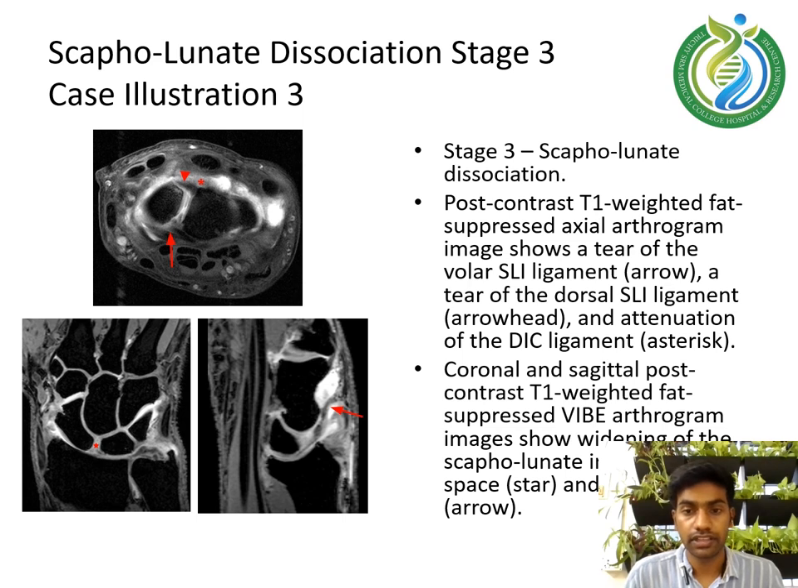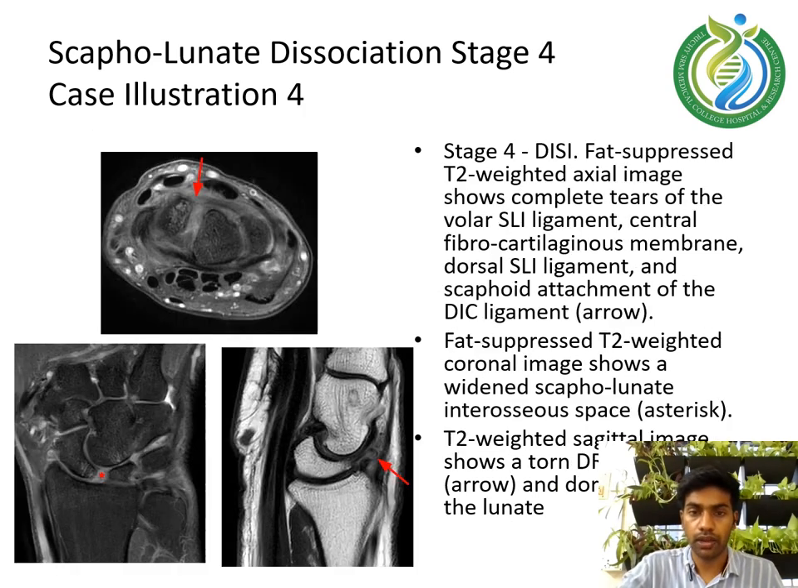The scapho-lunate dissociation, which is stage 3. The post contrast T1 weighted fat suppressed axial arthrogram image shows the tear in the volar SLI ligament, shown by the arrow, the tear in the dorsal scapho-lunate ligament, shown by the arrowhead, and the attenuation of the DIC ligament, shown by the asterisk. The coronal and sagittal post contrast T1 weighted fat suppressed VIBE arthrogram images show widening of the scapho-lunate interosseous space and an intact DCSS, shown by the arrow.